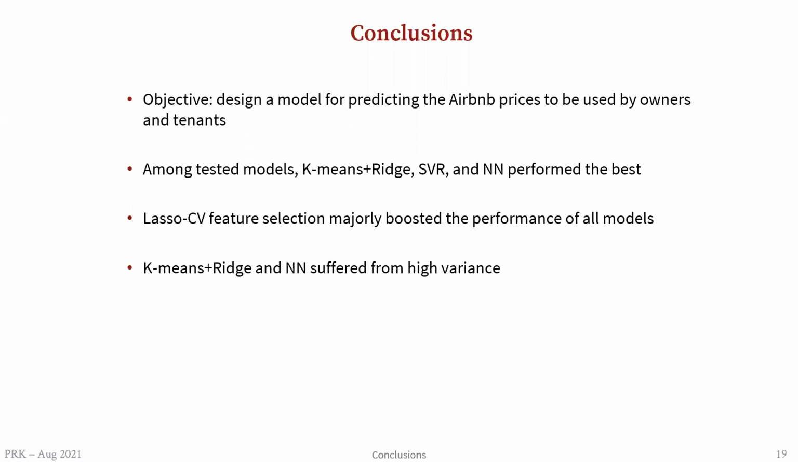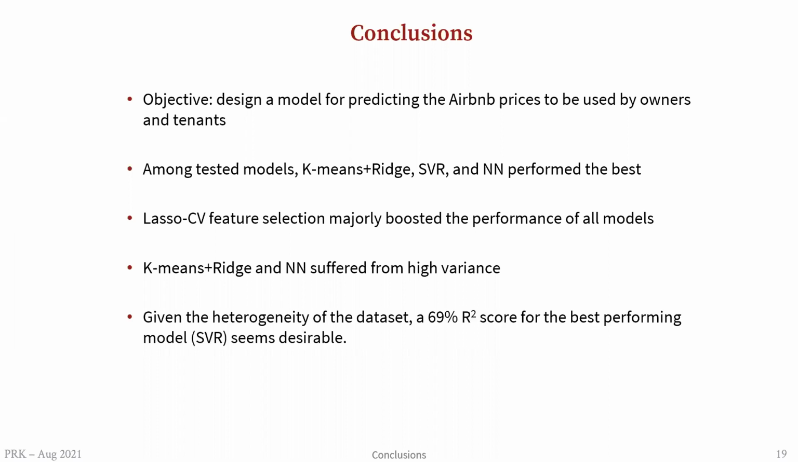Also, a point that's worthy of mentioning is that the k-means plus ridge and the neural network suffer from high variance. K-means and ridge suffered because some of the clusters made by k-means had too few training examples for the ridge to not overfit the data. Same for the neural net. Finally, given the heterogeneity of the data set and the simple approaches we use here, a 69% R-squared score for the best performing model, that was the support vector regression, seems pretty good.